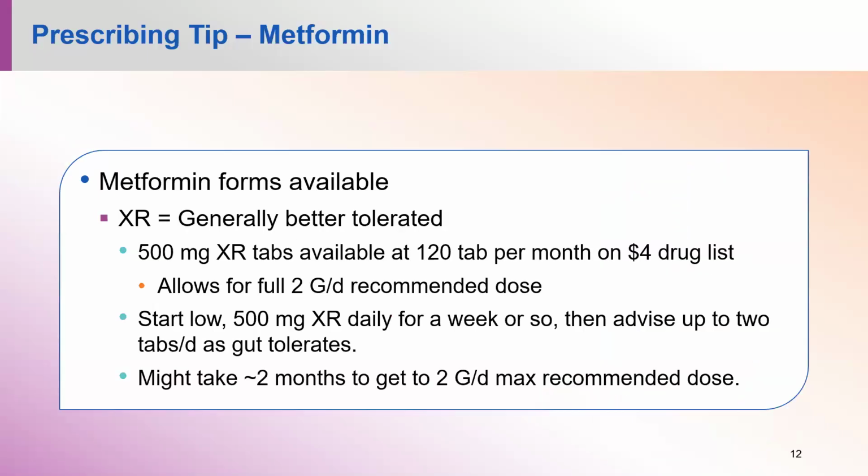First of all, in my exam room, no one ever gets immediate release metformin, ever. It's one of my few absolute evers. Never, ever, ever do I give out immediate release metformin. The extended release, which is cheap, it's available in 500 milligram extended release tablets, 120 tablets per month on the $4 drug list, that allows titration up to the recommended 2-gram dose of metformin.